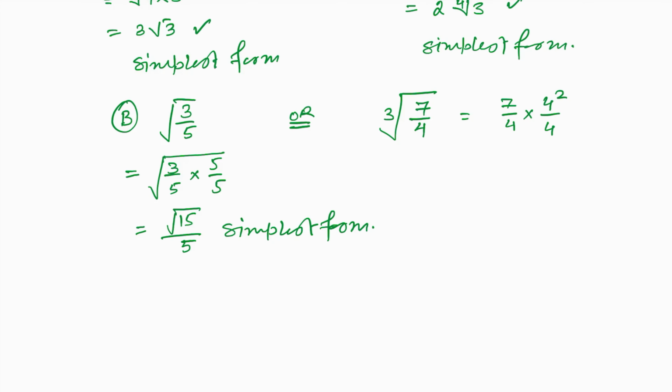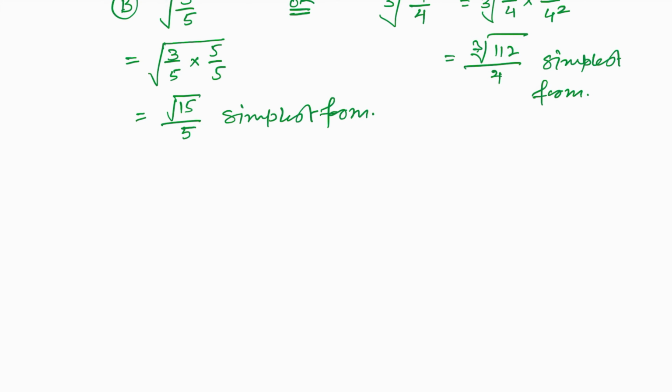Same thing in this situation, I have to rewrite it. The cube root of 7 over 4, I will multiply by 4 squared top and 4 squared bottom, because I want to eliminate the cube root from the denominator. So the top part is going to be 7 times 16, 112, cube root. In the bottom you will get just 4. That's the simplest form, so I will leave my answer in this form.